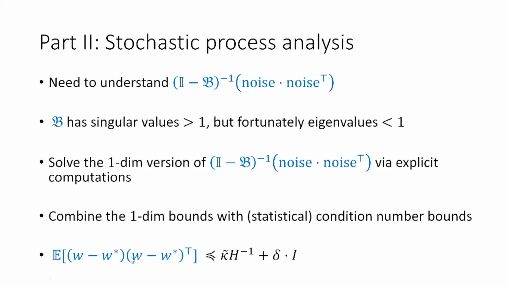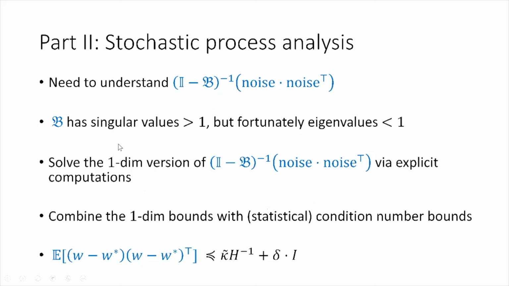So the bottom line is that we need to understand this I minus B inverse times noise transpose. The key challenge in understanding this is that B turns out to be an asymmetric matrix and consequently has singular values which are greater than 1. However, it turns out that it has eigenvalues smaller than 1. So I minus B inverse is indeed well defined, but we are not able to do naive bounds just using the singular value decomposition of B.